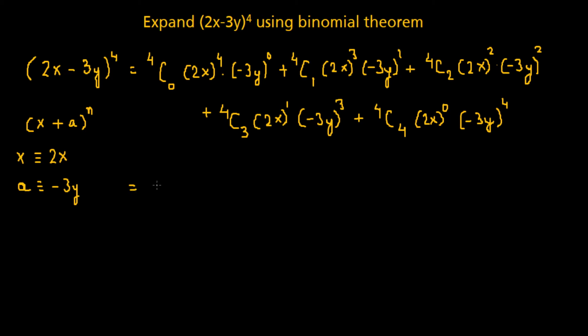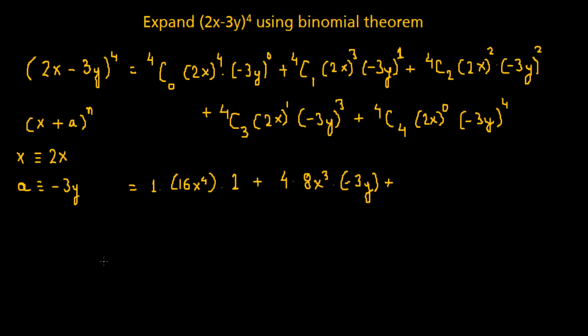Okay, so 4C4 is 1, (2x) raised to the power of 4 is 16x raised to the power of 4, and (-3y) raised to the power of 0 is 1. Plus 4C1 is 4, so (2x) whole cube would give us 8x cubed times (-3y), plus 4C2.